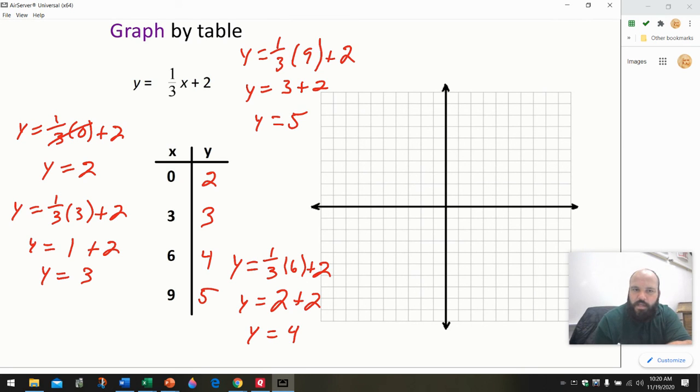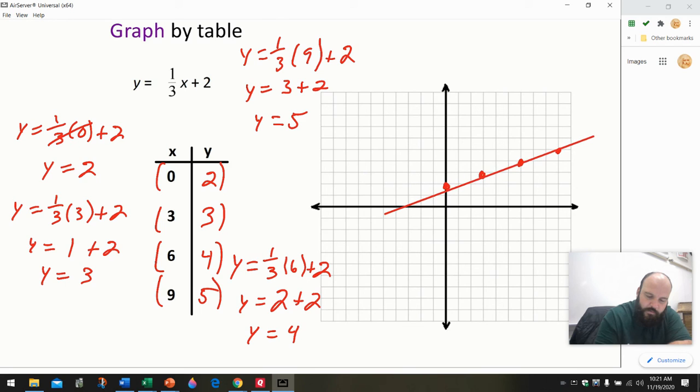Now what you see is we have ordered pairs that all need to be plotted. So 0, 2 is right there. 3, 3 is right there. 6, 4 is right there. And then 9, 5 is right there. As you can see, all my points line up in a straight line. I'm going to draw my line through there. Draw my arrows, please. Don't forget to do that. And we've got our graph. So there you go.